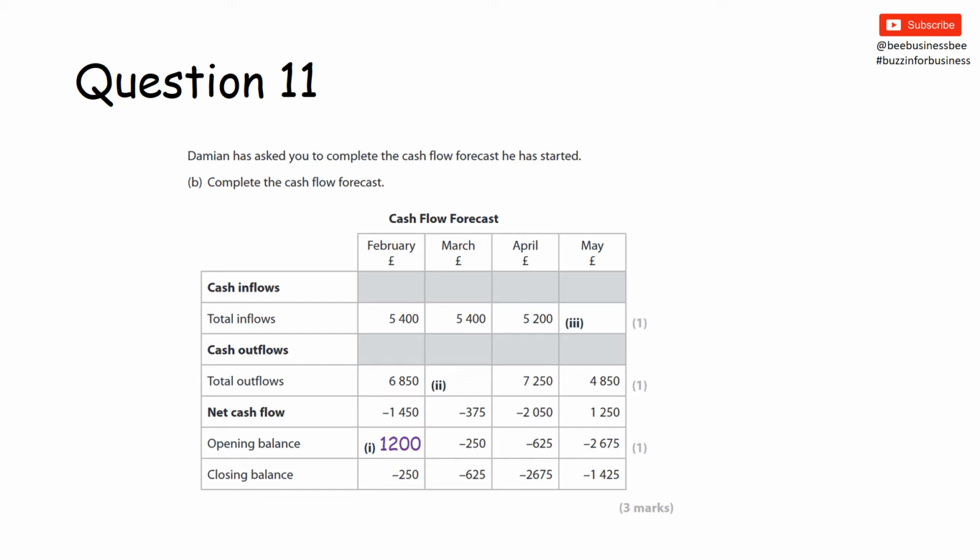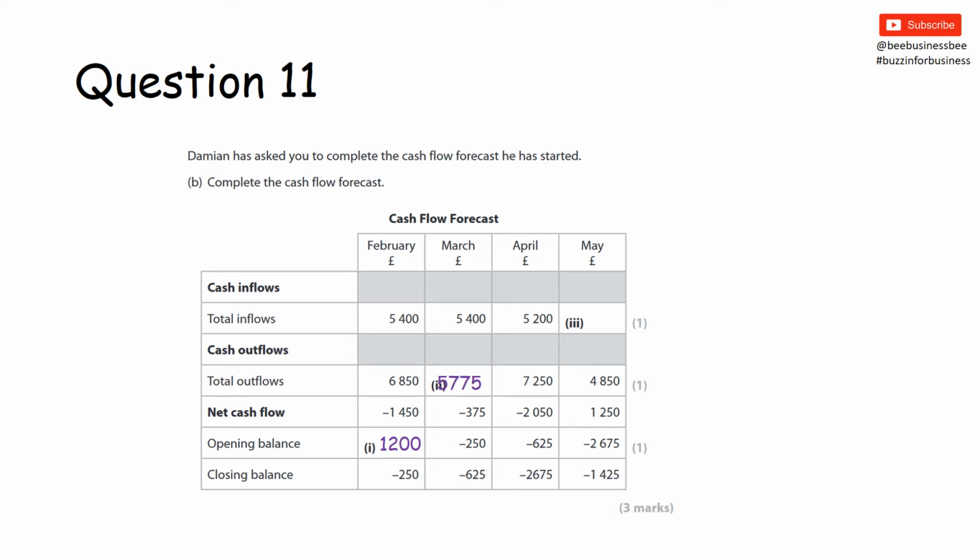So firstly, your opening balance you would have calculated at 1,200. If you're wondering how you would have done that, well, you know that your net cash flow is calculated by doing inflows minus your outflows, and you know that your opening balance gets added on to your net cash flow to give you your closing balance. And in this case here, it is minus 250. So if you did your net cash flow of minus 1450 minus 250, you would get 1,200.